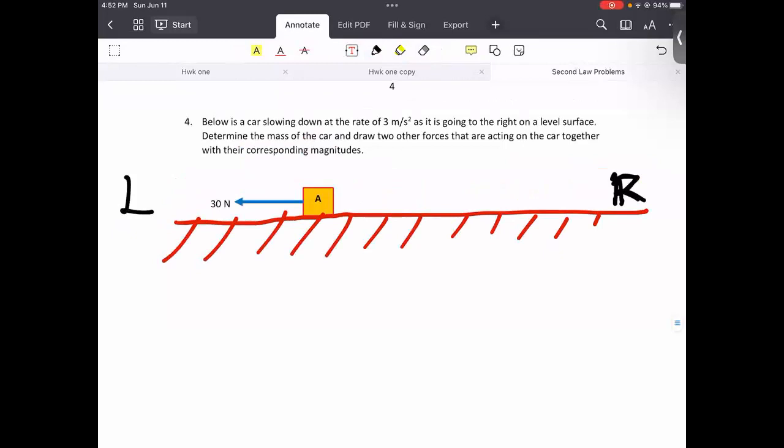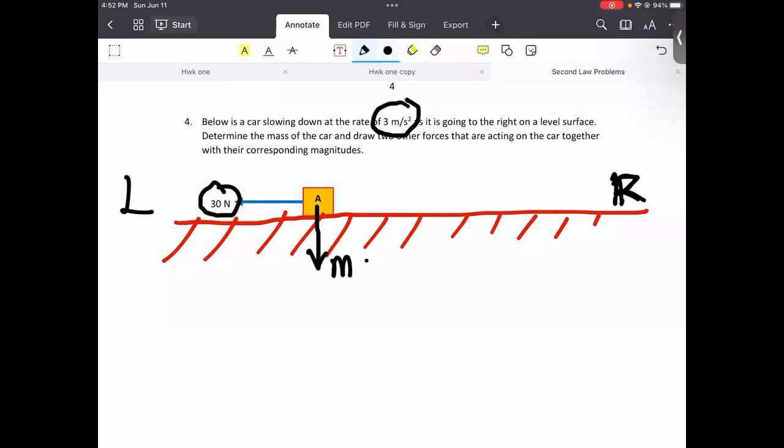Well, the question says we should find the mass of the object given the acceleration and the net force in the x direction, and draw the other forces that are acting on the car together with their corresponding magnitudes. All right, so we can say there's another force that acts downward, and this force has to be mg. We don't know how much that will be, so just say mg until we find the mass.